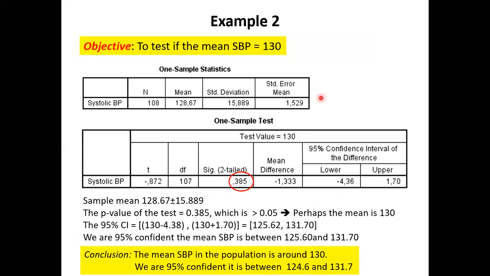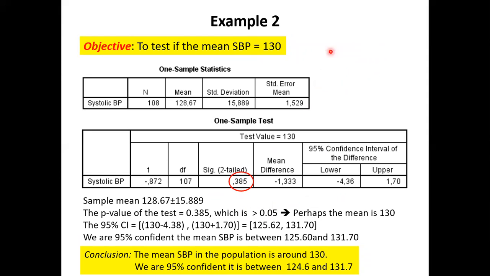Over here, what's H null? What are you testing? Systolic blood pressure mean equals 130. Alternative? Systolic blood pressure not equal to 130. What's the p-value? Is it more than 0.05? Yes. Therefore, H null, H alternative.